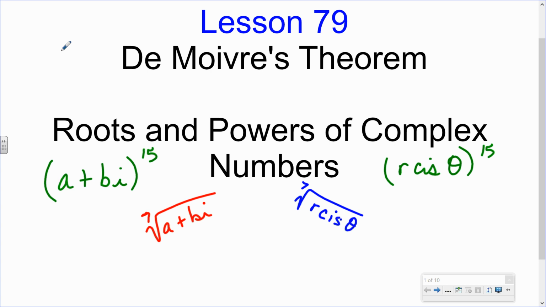And right now, we don't have any way of taking a root, like the 7th root of a complex number a plus bi. We have no idea what that would be. And DeMoivre's will let us do that for one that we have in polar form.